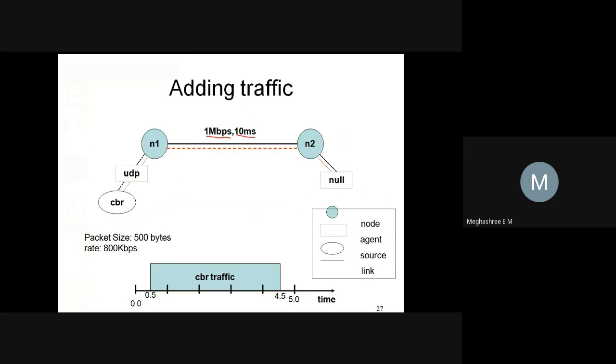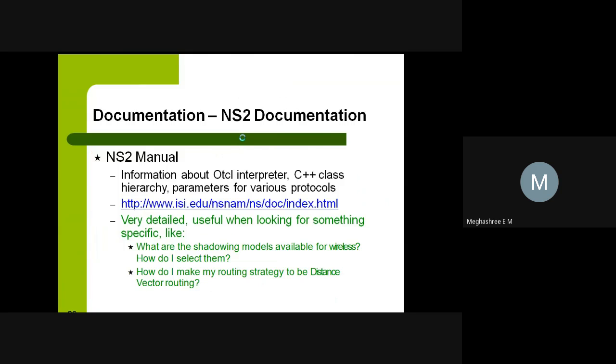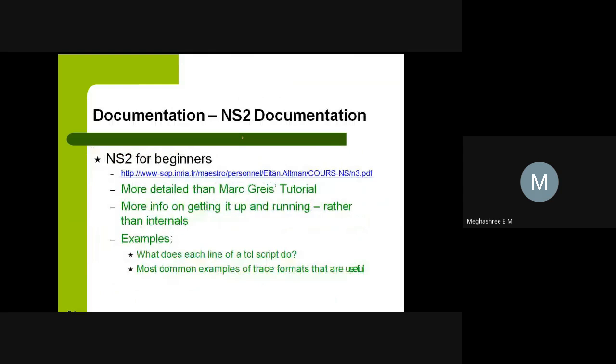So I have to send data from N1 to N2 now. What is the application layer protocol I'm supposed to specify? That is CBR. So CBR, you have to attach it to UDP. So this is just an example of how simulation is done or the topology is set up in the network simulator. So directly we'll go to the program now.